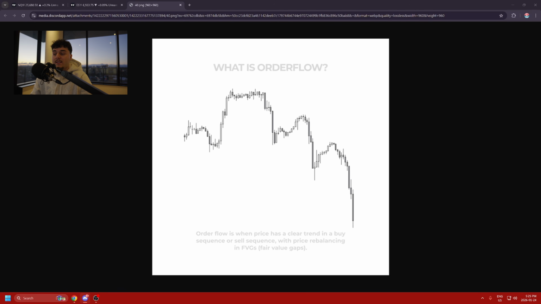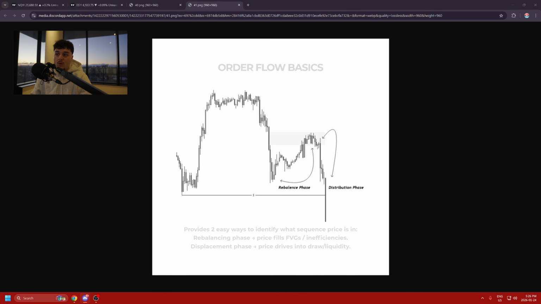What is order flow? Essentially, order flow is when price has a clear trend in a buy sequence or a sell sequence with price rebalancing in for values or order blocks or wherever you honestly like to trade at that point. Second tab, order flow basics. What is order flow basics?